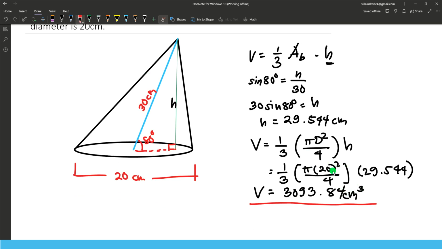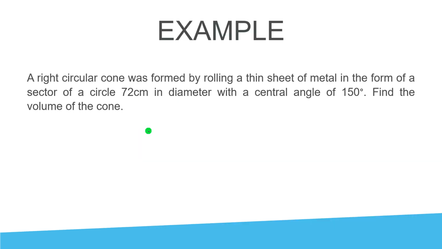Next problem. A right circular cone was formed by rolling a thin sheet of metal in the form of a sector of a circle 72 centimeters in diameter with a central angle of 150 degrees. Find the volume of the cone.